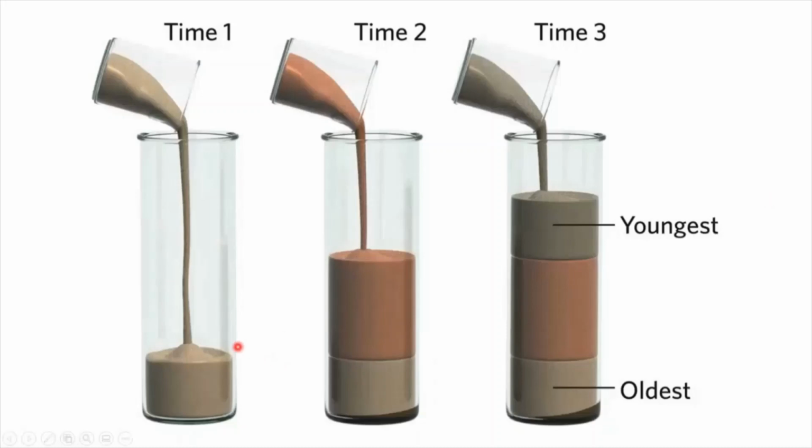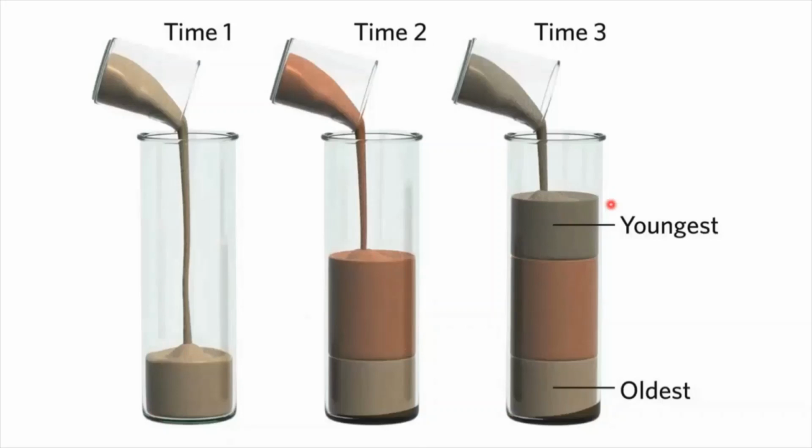At time 1, we have a sand layer that gets deposited. At time 2, we have a second layer that gets deposited. And at time 3, we have a third sand layer that gets deposited. Now, based on the principle of superposition, we know that the oldest layers are deposited on the bottom, which makes sense, right? And the youngest layers are deposited on the top. So that tells us the order in which things are laid down, okay?